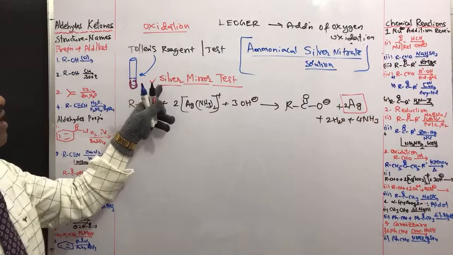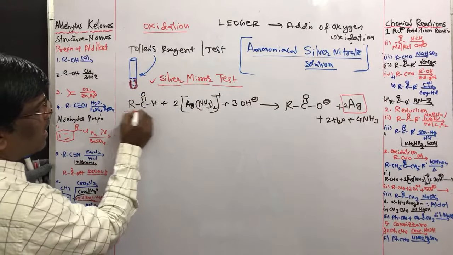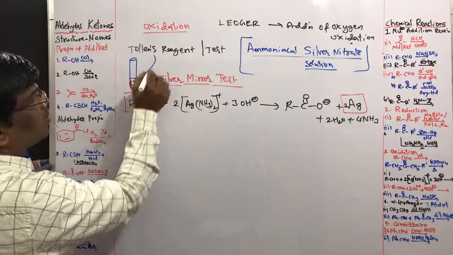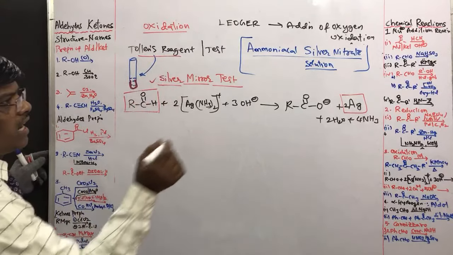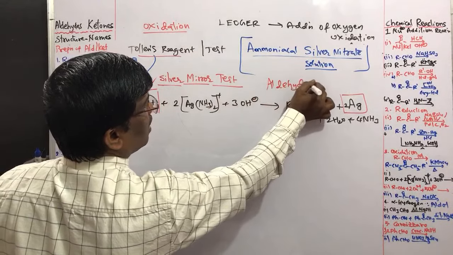So this test is also known as the silver mirror test, and this test is given by aldehydes only. So the Tollens test is given by aldehydes only. So please write down if you want, aldehydes only.